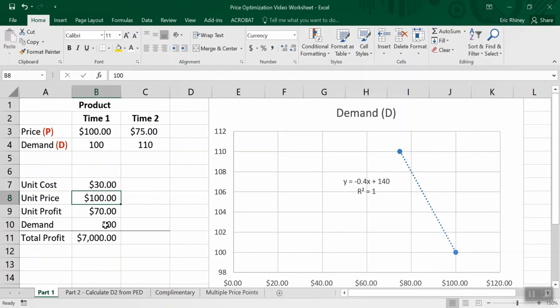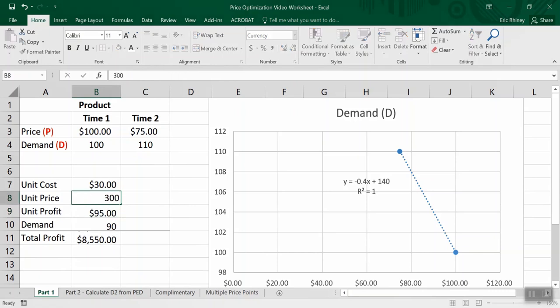Let's say we just want to raise our price to $125. All right. Well, we do see that profitability went up. We still have demand, which went down, and we're more profitable. So maybe we should sell this at $125.